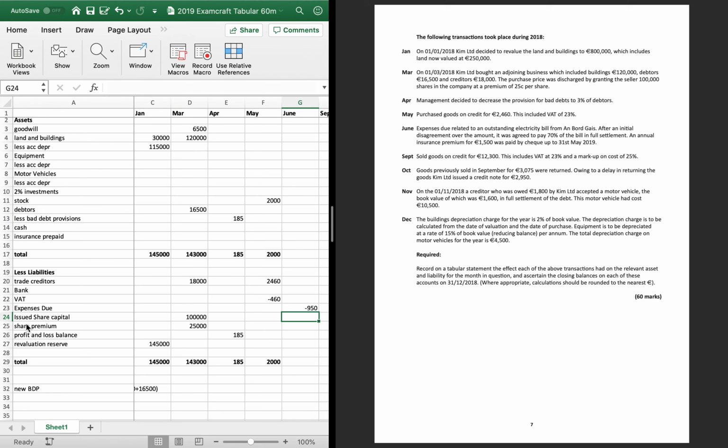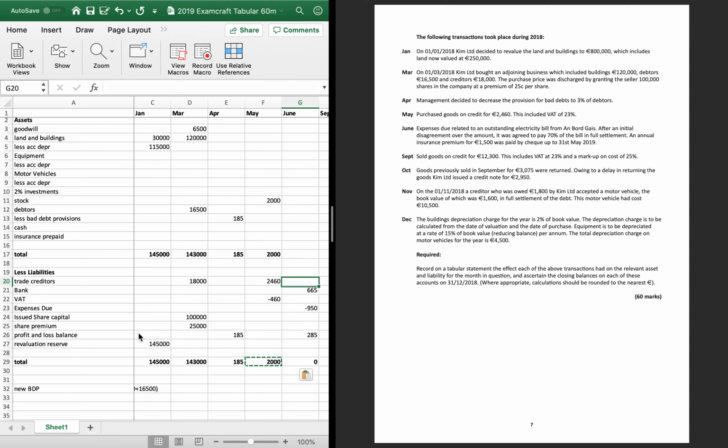So what's happened? You've paid them 70% of the 950. So your bank overdraft is going up by 70% of 950, which is 665. So you've paid them 665 for a debt of 950, which means you've received a discount or a haircut of the difference of, what would that be? 285, I think.